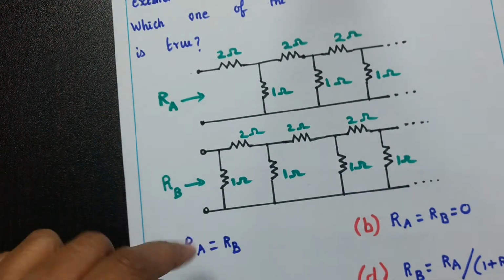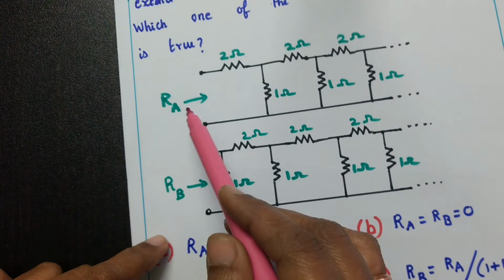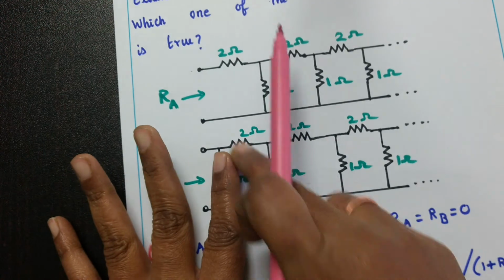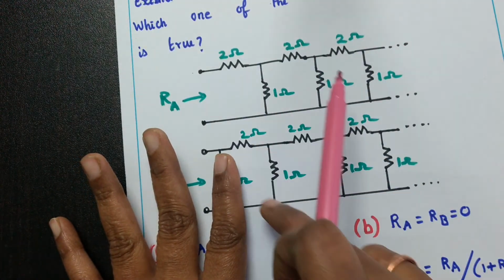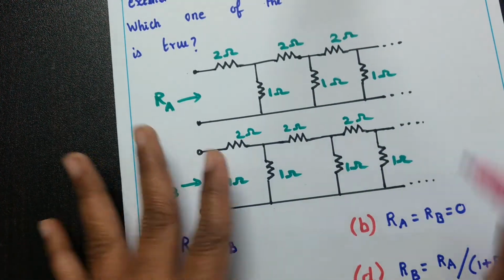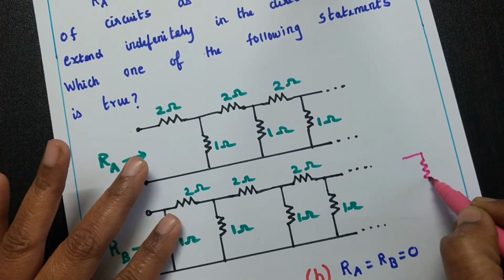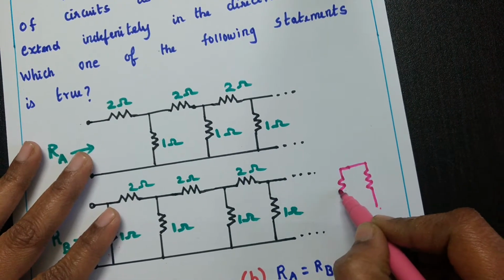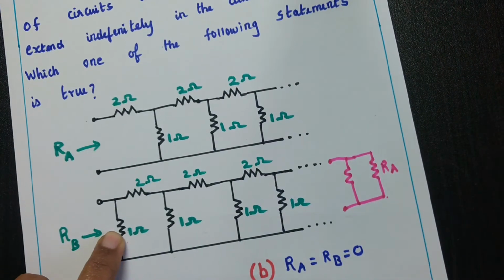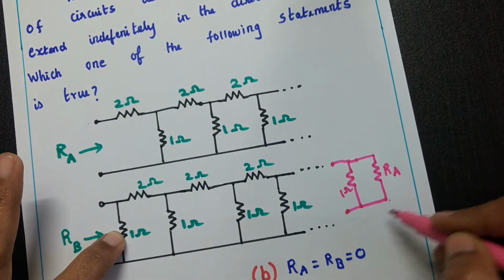So see the difference between these networks. This 1 ohms is the additional resistance branch compared to the RA network. If RA is the equivalent resistance of this network, then this network has the equivalent resistance RA in parallel with 1 ohms. So this 1 ohms is the extra resistance that is in parallel. So we can find RB, the equivalent resistance of this network.